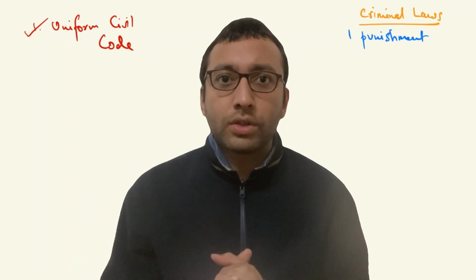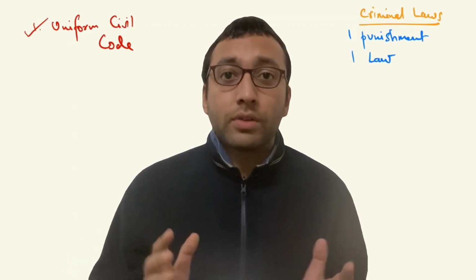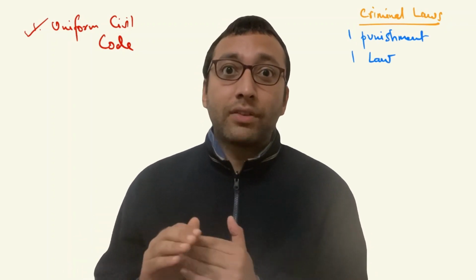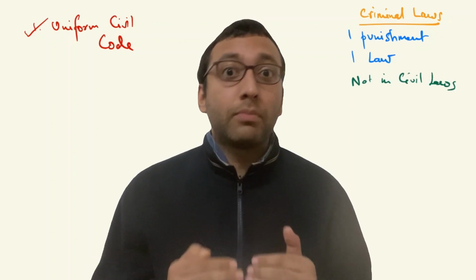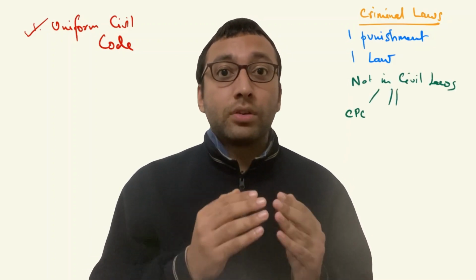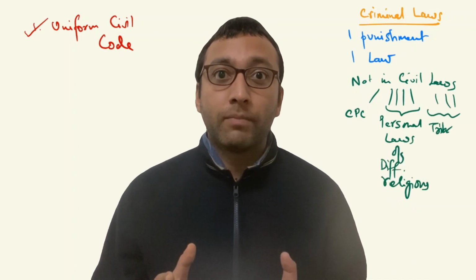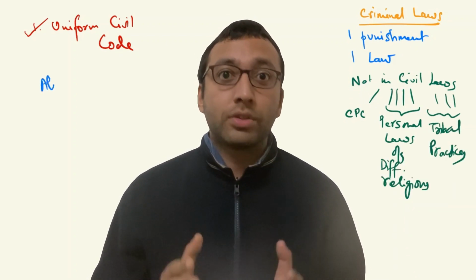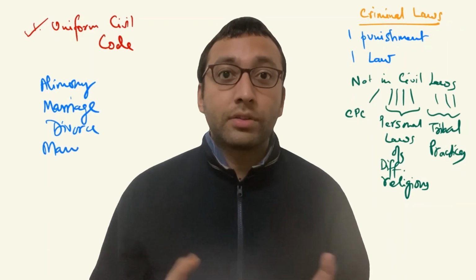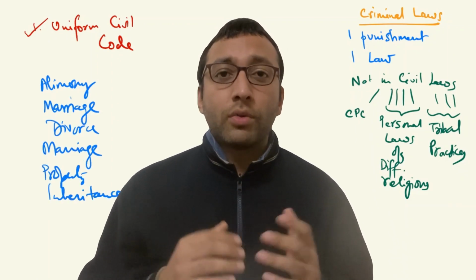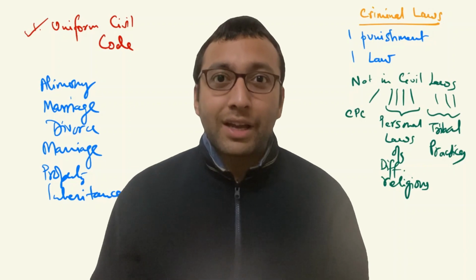Now when we go into criminal laws, we see rape, murder, abduction, kidnapping, culpable homicide. There is one punishment irrespective of the religion or race or creed or region of that person. All right? That's not the case in civil laws. We have CPC, but along with that we have the personal laws of Hindus, of Muslims, the personal practices of different tribes, in terms of alimony, marriage, divorce, property, inheritance. So there's a hue and cry for one law for the entire country.